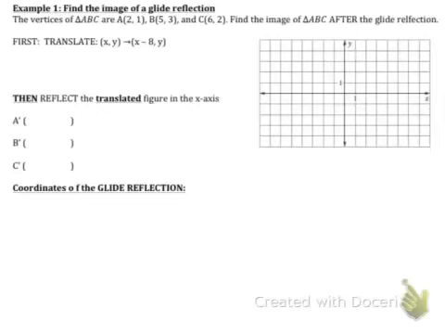The first thing I want to do is take my original coordinates and plot them onto my coordinate plane. There's my A at (2, 1), B at (5, 3), and C at (6, 2). I'm going to connect all my vertices together.